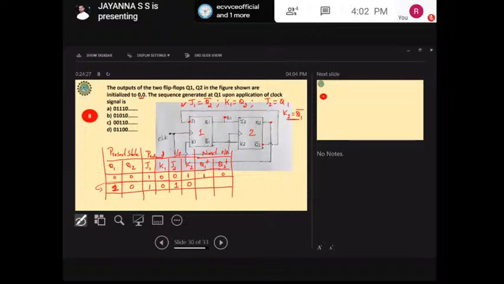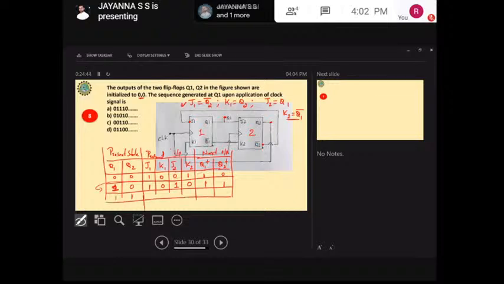So next, if you apply this one, you are going to get 1 1. Since J equal to 1, K equal to 0, you are going to get 1. J2 equal to 1, K2 equal to 0, you are going to get 1 0. So this will be the input to the next combination, 1 1.